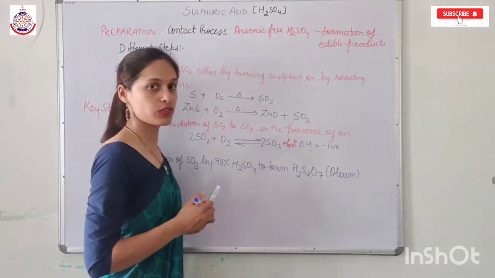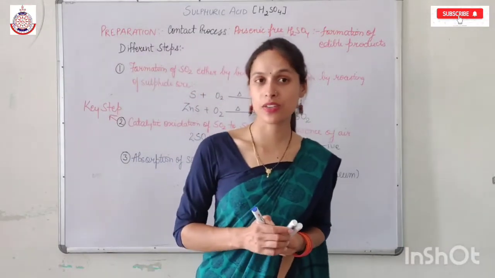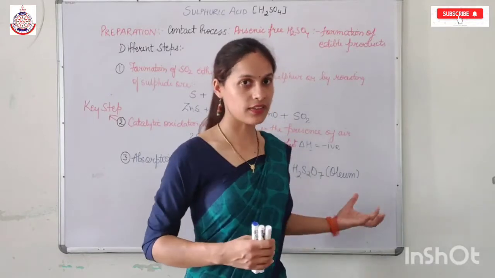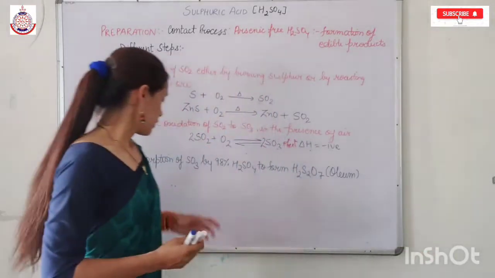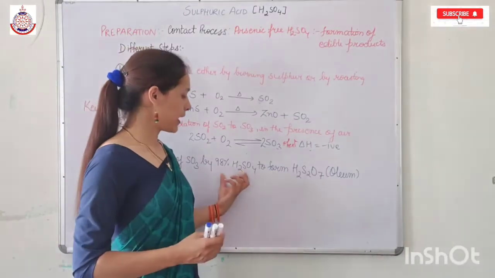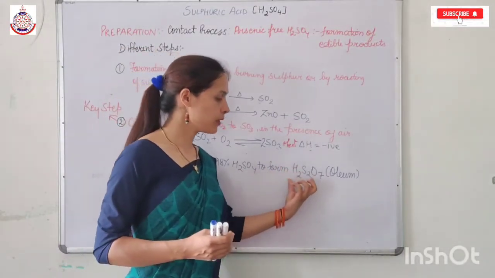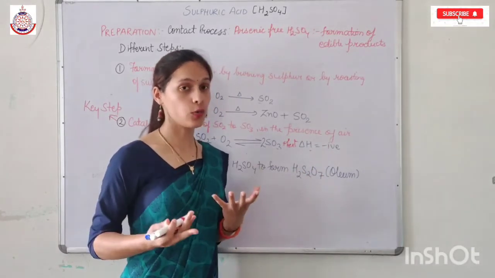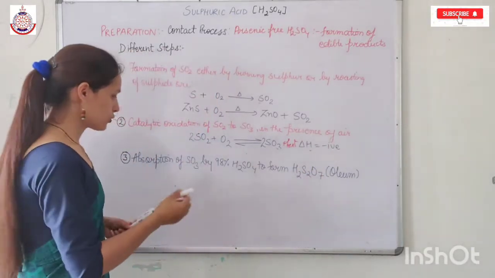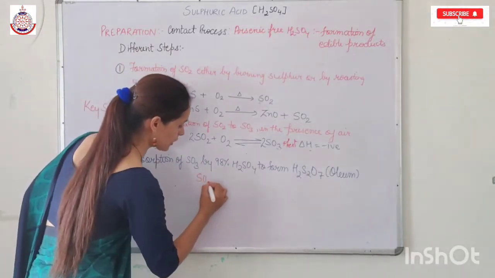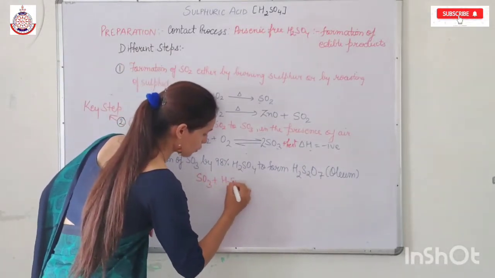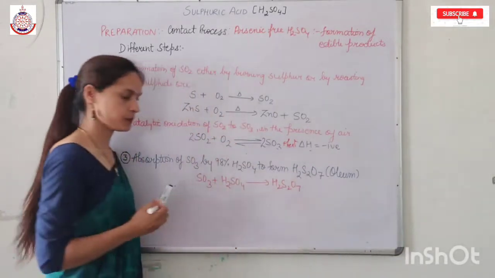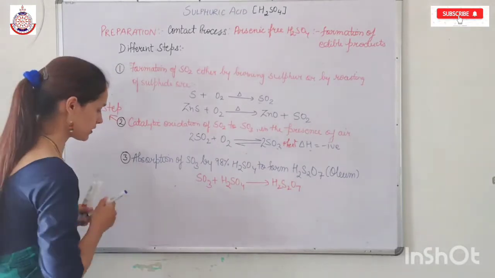And what is the second name of this compound? We have studied it in our previous video on the oxoacids of sulfur. We have studied another name. So, absorption of sulfur trioxide by 98% H2SO4 to form oleum. This is your homework: tell me the second name of oleum. So the reaction becomes SO3 plus H2SO4 gives H2S2O7.